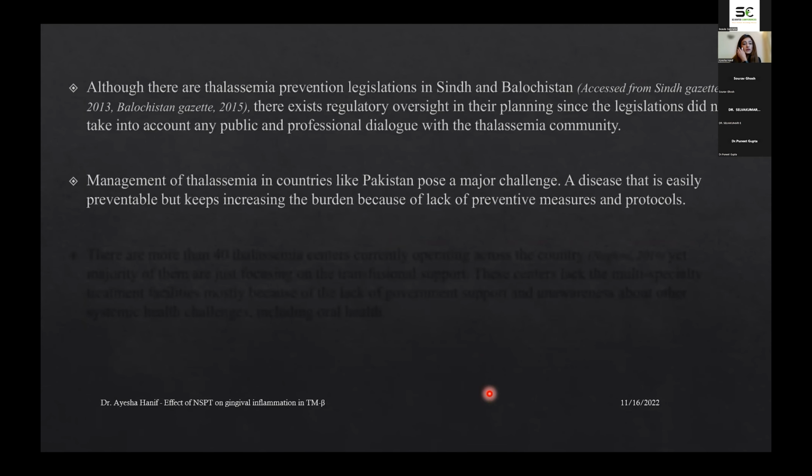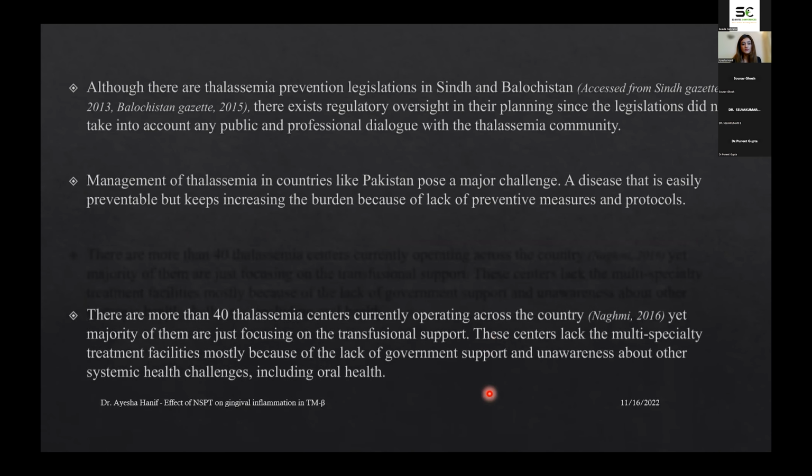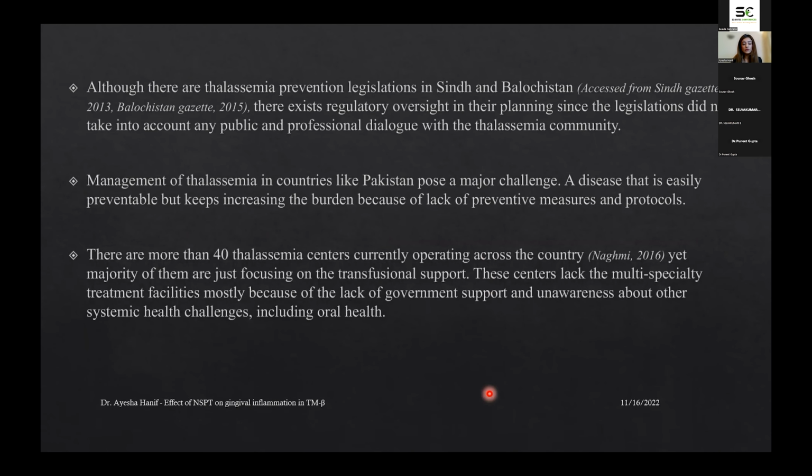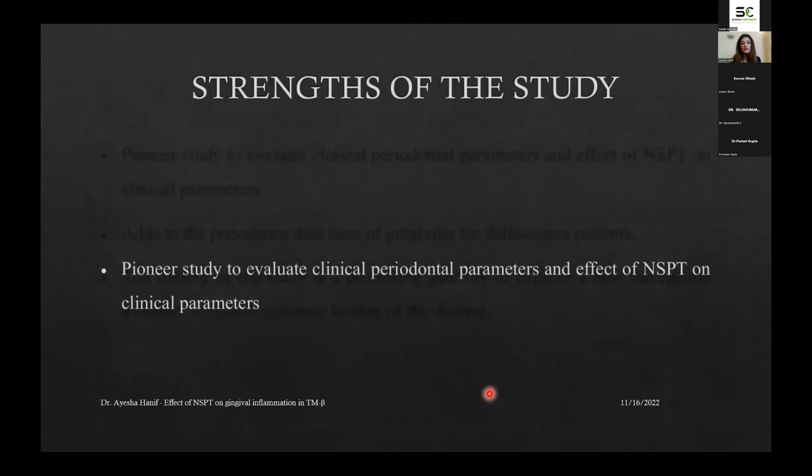Thalassemia is a very easily preventable disease. However, the burden keeps on increasing because of lack of preventive measures and protocol. There are currently more than 40 thalassemia centers operating across the country, but they are mainly focusing on transfusional support. These centers lack the multi-specialty treatment facilities, mostly because of the lack of government support, unawareness about other systemic health challenges, including oral health.